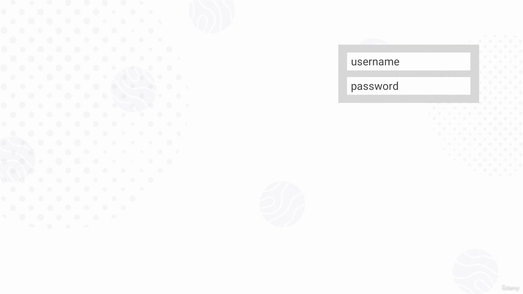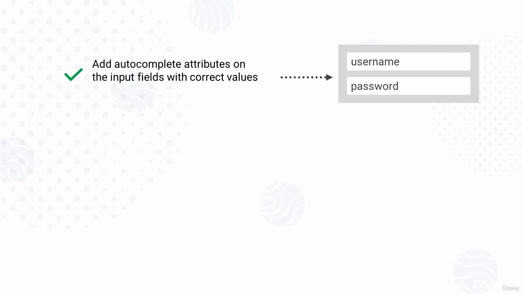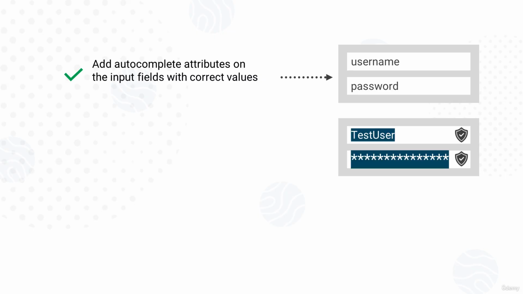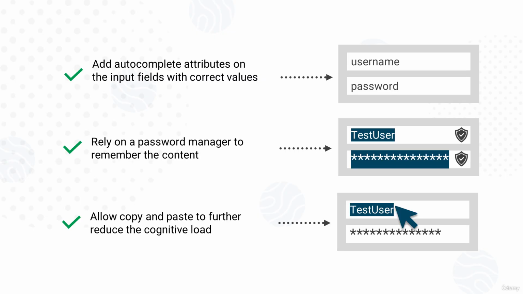This could mean, for example, adding autocomplete attributes on the input fields and relying on a password manager to remember the content, as well as allowing copy and paste to further reduce the cognitive load of a user. Where a user needs to be verified that they're real, it's not necessary to avoid the CAPTCHA, although removing it is always a good thing and will be welcomed by all users. Only that if CAPTCHA or a similar authentication mechanism is used, ensure other forms of authentication not relying on a cognitive function test are also made available.